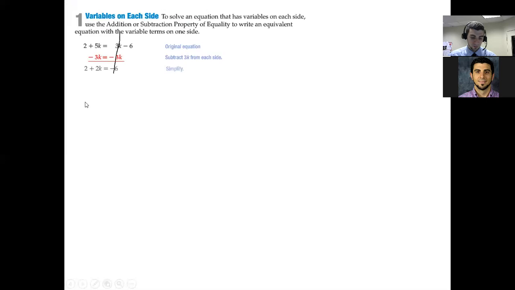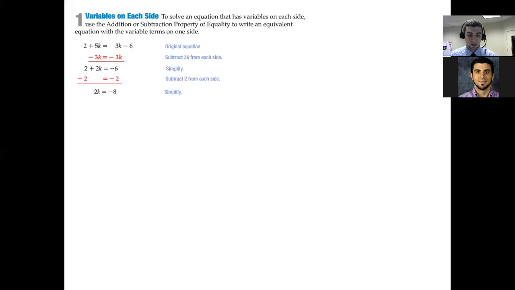And then you would have 2 plus 2k equals negative 6. Now, make sure you keep the sign on the minus 6. It's still negative 6 here. And then you want to get the constants on the other side. So I have to get rid of this 2. So subtract 2 from both sides, and that's nothing really new. Then you have 2k equals negative 8. Now just be careful here. Negative 6 minus 2 is negative 8, not positive 8, not 4, not negative 4.